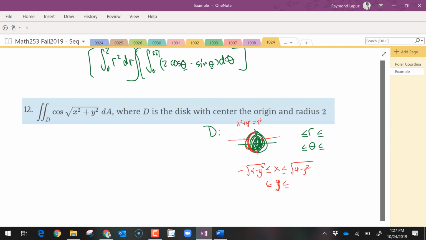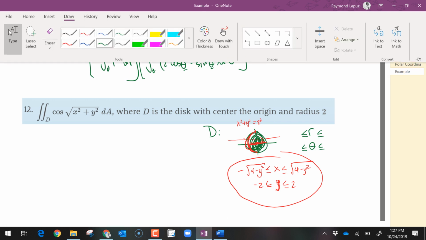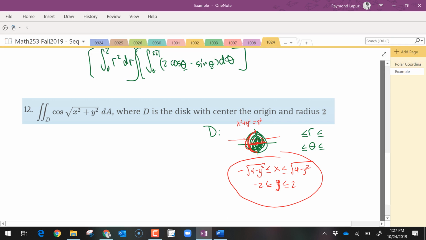And then your y goes from what to what? 0 to? If I go from 0, I would be here, and that would be the top half of the circle. But if it's the full circle, we're going to go minus 2 to 2. If you were doing this in Cartesian coordinates, this is what you would have. And again, we don't want to do it that way. So let's go back to doing this in the polar coordinate way.